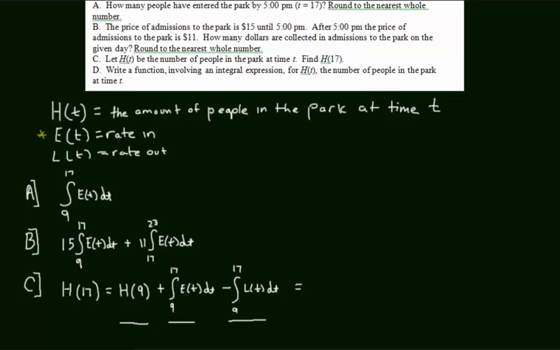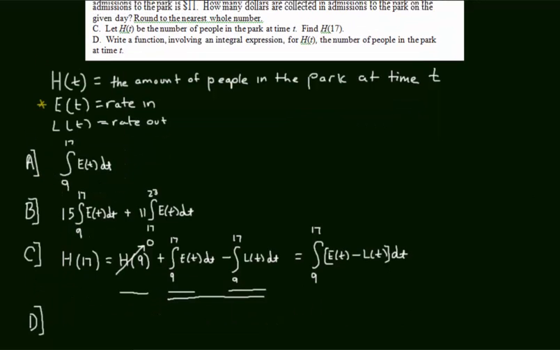Now, H of 9 in the problem, the number of people in the park when it opened, is actually 0. So this guy here is 0. It's not needed, but I'd really like you to write it so that you show that you're considering that it could be something other than 0. And then the other thing we can do is combine these two integrals as one integral and say the integral from 9 to 17 of E of t minus L of t, which would be the rate of change in the quantity of number of people in the park.